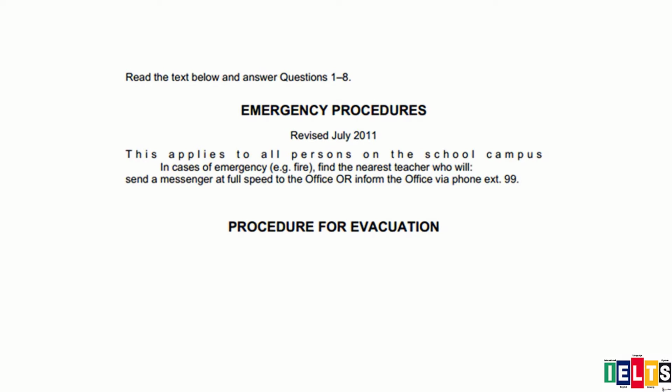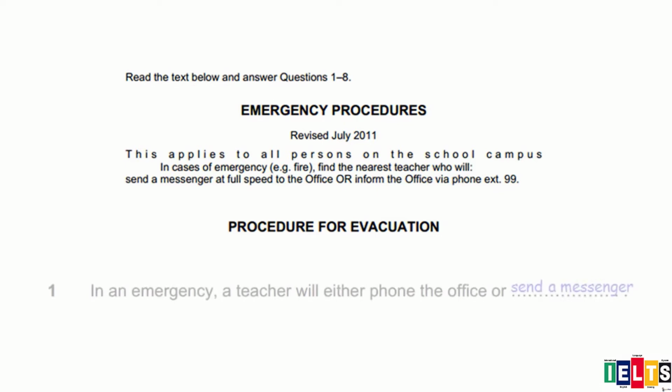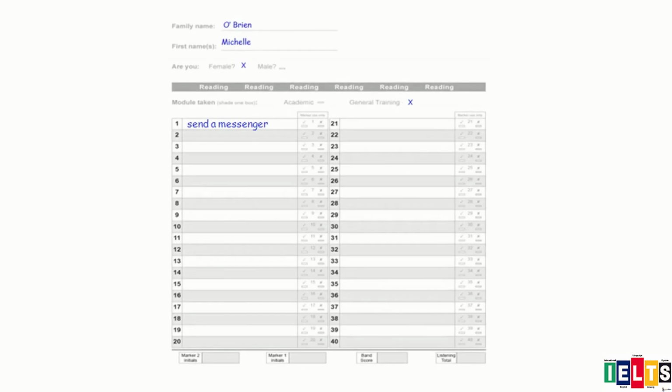If you read it, it says, Emergency Procedures, revised July 2011. This applies to all persons on the school campus. In cases of emergency, for example fire, find the nearest teacher who will send a messenger at full speed to the office or inform the office via phone extension 99. Therefore, we can see that the missing words are send a messenger. On your answer sheet, write the words send a messenger for the first answer. Then go back and look at question 2.